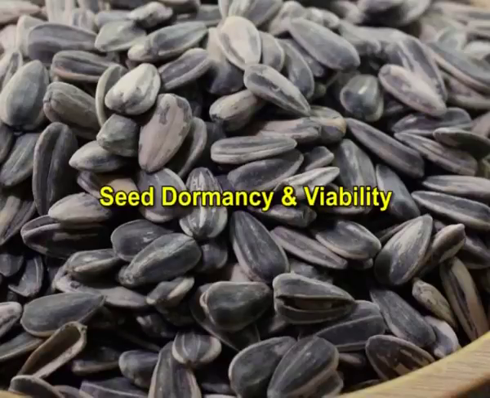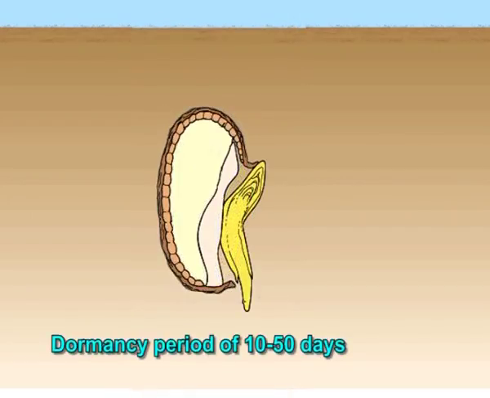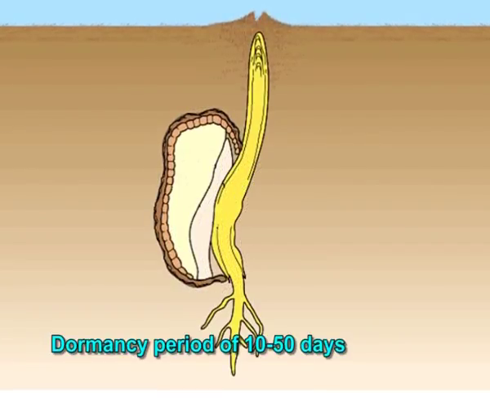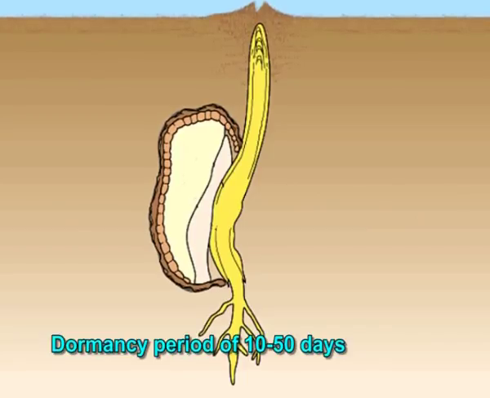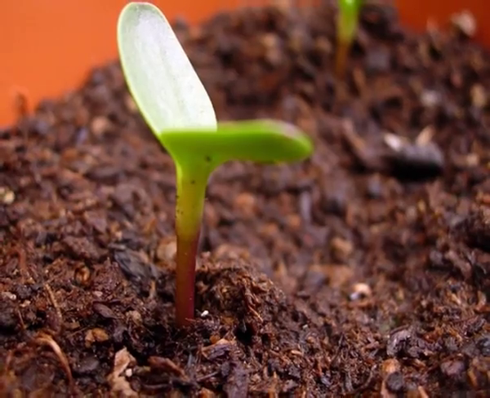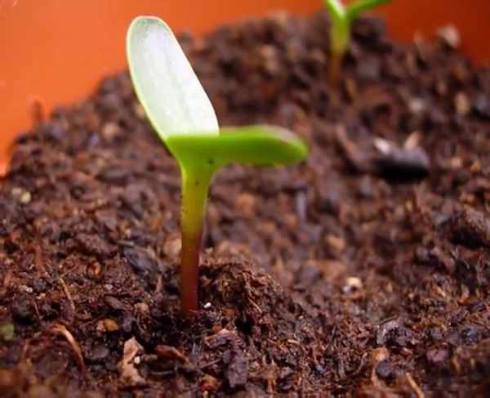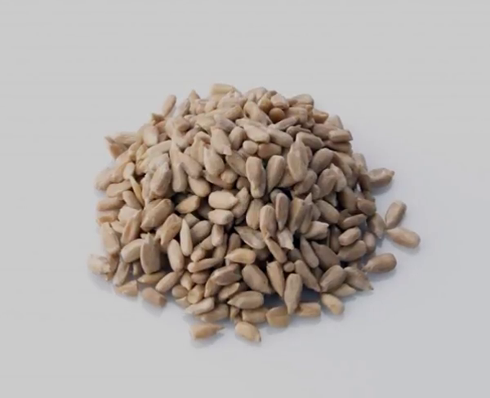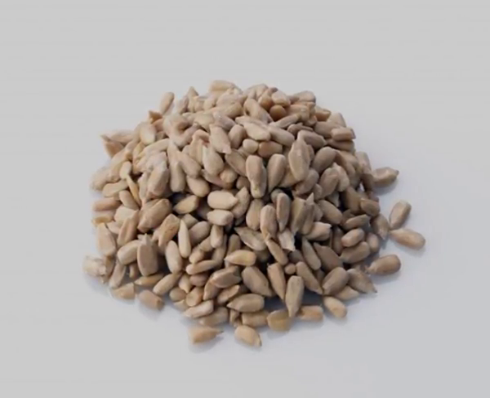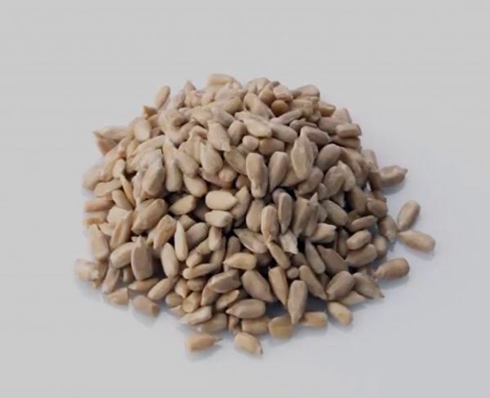Seed dormancy and viability. Sunflower seeds have a dormancy period of 10 to 50 days. Few nearly non-dormant genotypes have also been identified. The germination inhibitors are present in the seed kernel and seed coat. Thus, dehusked seeds can be germinated from 10th day after harvest with up to 75% germination.